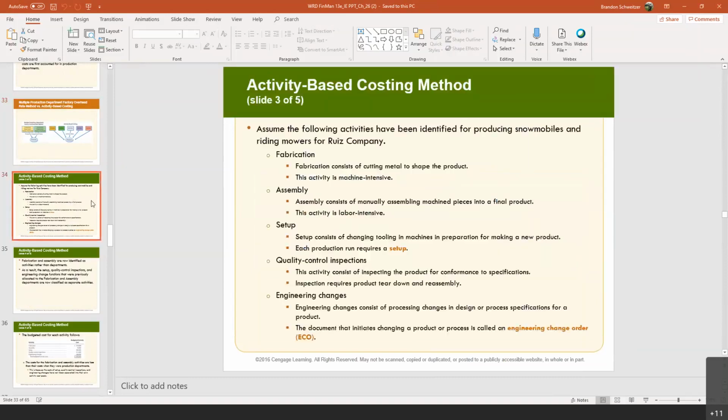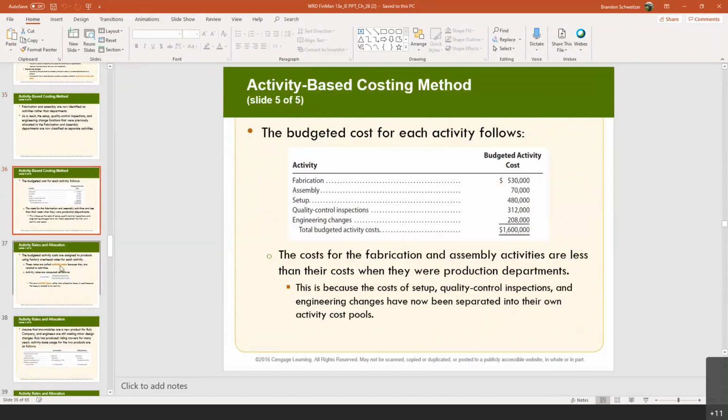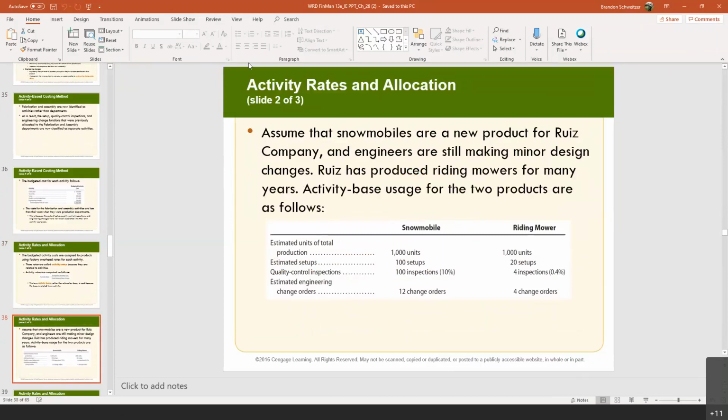I wanted to show you a little bit more detail on the example. Okay, so the allocation, using the earlier example of this company that manufactures snowmobiles and riding mowers. In this example, the company assumes that they're going to manufacture 1,000 units of each, 1,000 snowmobiles and 1,000 riding mowers.